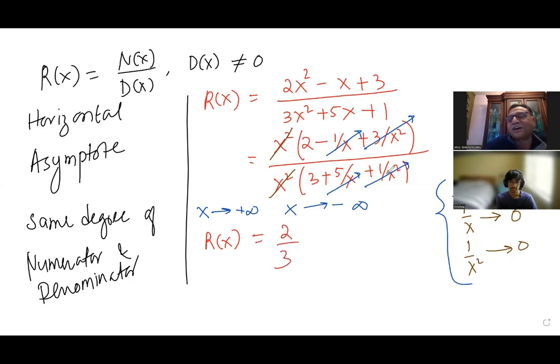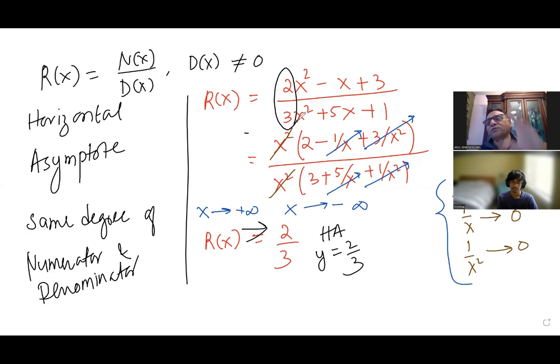Because all other things are 0 in this particular thing, right? Yeah, correct. So our rational function is not equal to, I should say, is approaching, correct? Okay. So since it is approaching, we have a horizontal asymptote, which is y equals 2 over 3. And clearly, you can see that this value of y is the ratio of leading coefficients. Is that clear to you? Yeah, that's clear. That is how you do it.